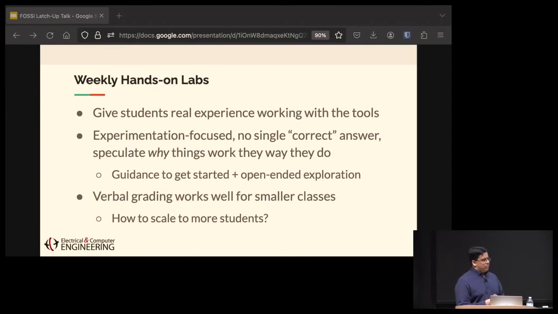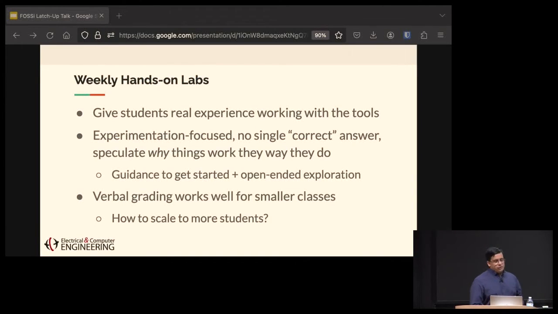And then another very important part of the course is the weekly hands-on labs, where we give students real experience working with the tools. And our main goal here is that in the labs you're not working towards building something, you're working towards learning how something works, doing experiments. So we give them guidance, we give them kind of, you want to try building these things. Beyond that, we let them explore open-endedly.